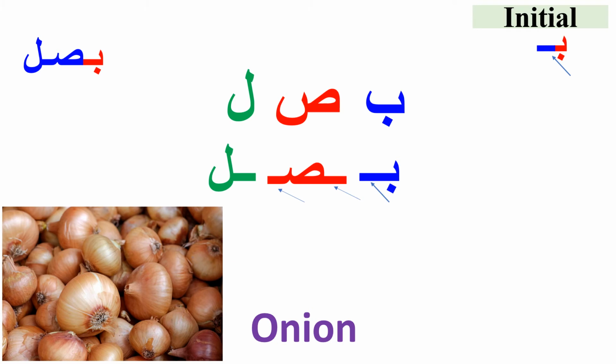The lam or the l sound is also extended to the right so that it connects with the preceding letter, the sad. Together they make the word basal, and that is how they connect when the word is written in normal written form. So you get basal, which means onion.